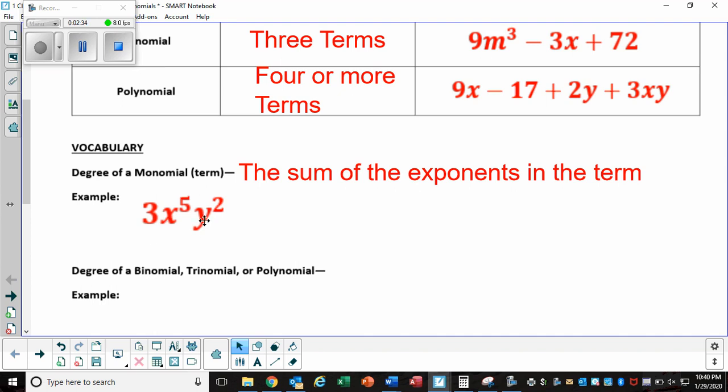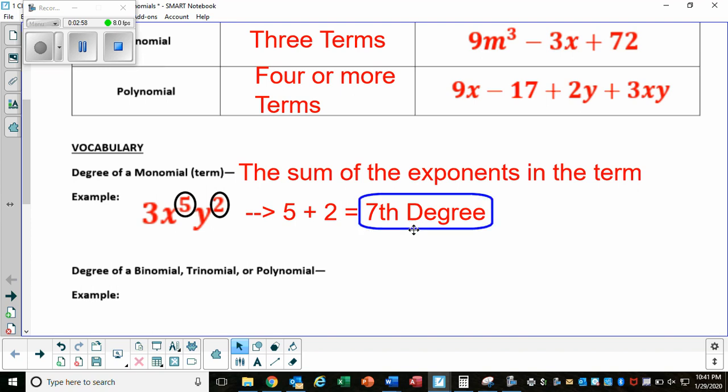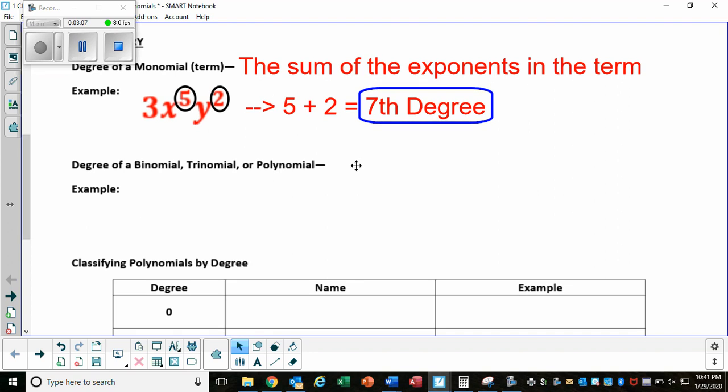So what we do to find the degree is we're going to look at the exponents. When there's more than one exponent, we're going to add them together, and that will tell us the degree of the term. Okay, so this one, we have a 5 and a 2, added together. It is the 7th degree. It has a degree of 7. And that's the degree of the monomial. If we have more terms than just one, what we're going to do is find the term that has the highest degree, and the one with the biggest degree is going to represent the whole polynomial.